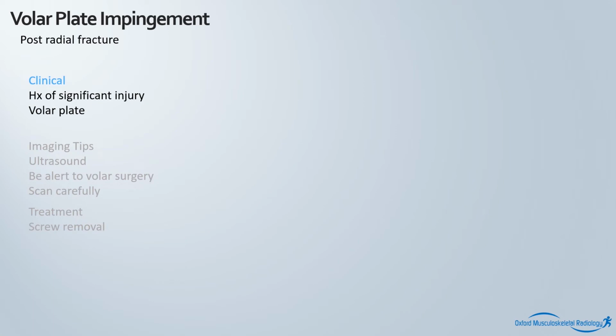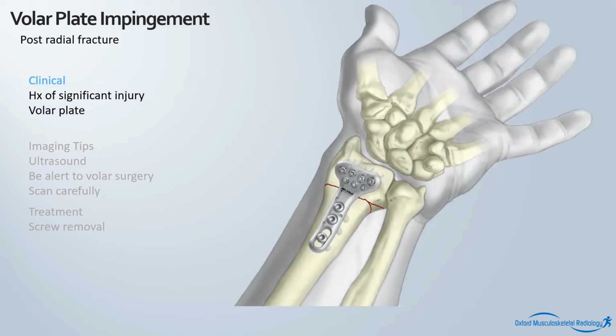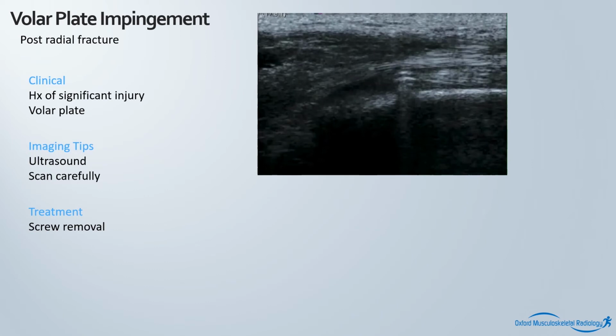Another potential cause of posterior radial wrist pain to be aware of is what we will call volar plate impingement. And in this case, we're not talking about the volar plate of the finger, but we're talking about a surgically implanted device. The patient won't necessarily relate their dorsal pain to their previous volar surgery, but they will tell you that they've had a previous fracture with surgery.